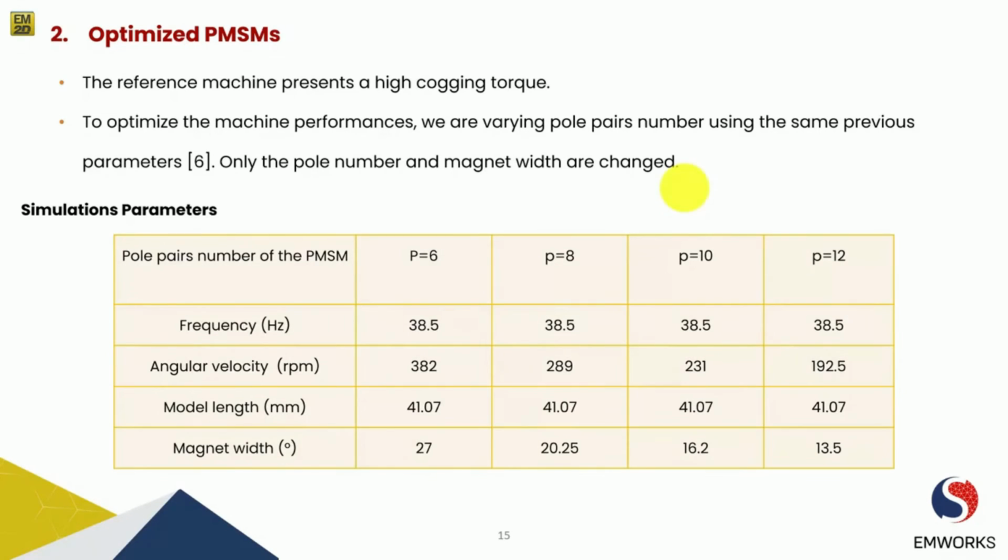So what we do here is we use a pole pair number of 6 as the reference design, and then we try to increase our pole pair from 6 to 8, then 10, and then 12. We keep our frequency the same, therefore our speed will be changing. Basically it will be decreasing as we increase the number of pole pairs. We have kept the model length the same, and the magnet arc in degrees is varying because we are increasing the number of poles. So each magnet, instead of 27 degrees, will reduce to 13.5 degrees once we double the number of pole pairs.